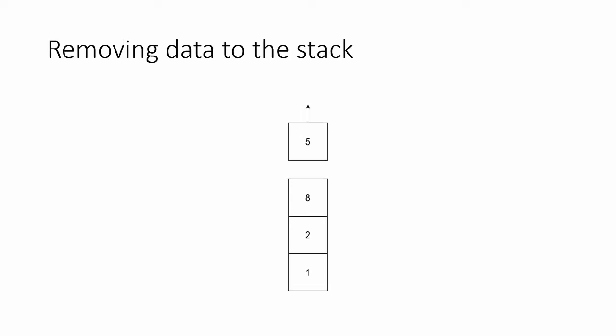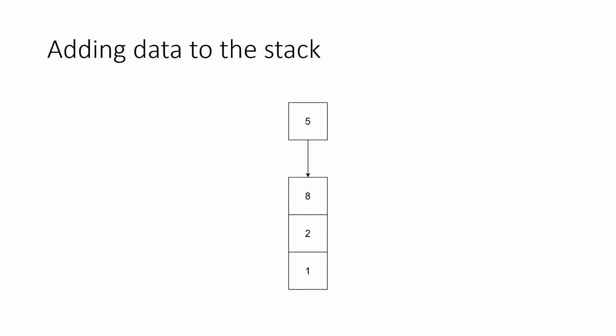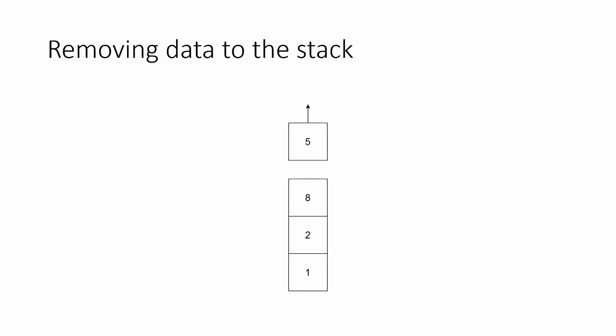But when I want to remove data, I'm going to be removing the 5 first. It was the last one that was added, and it's going to be the first one that's removed. So if I want to keep removing, let's say I want to get rid of 8, I would do it this way. However, if I just wanted to remove 2 but not 8, I would have to remove 8 from the stack, store it somewhere else, remove 2, and then add 8 back. But in the end, if I just wanted to remove 8, I'd be left with this data structure.